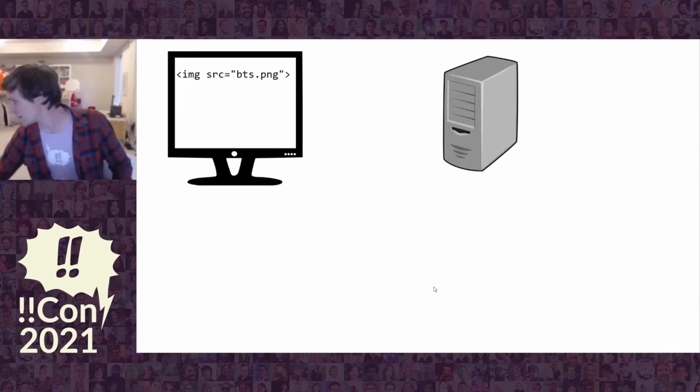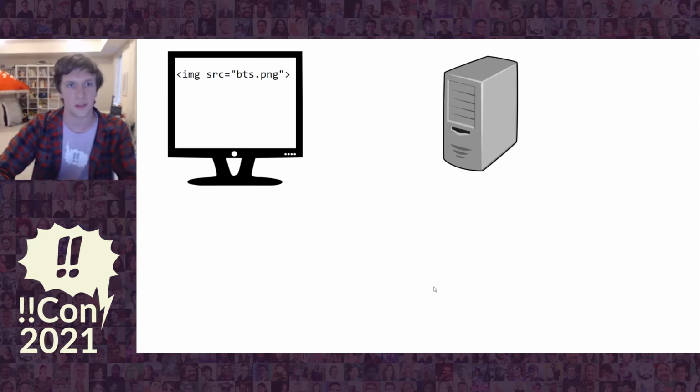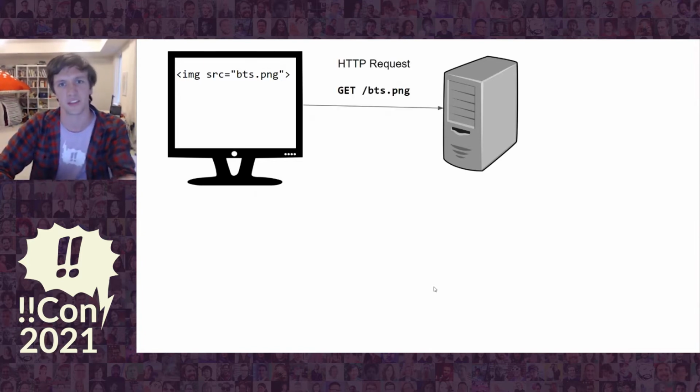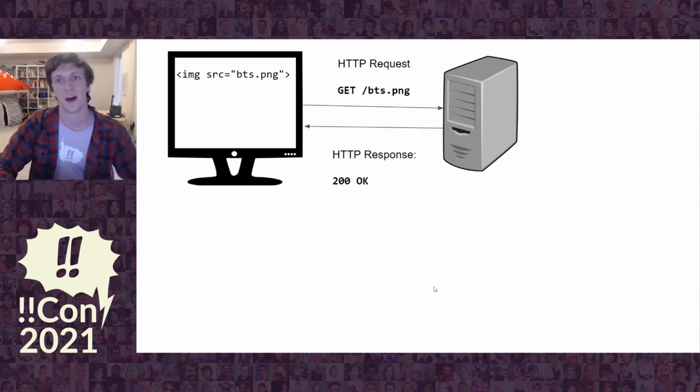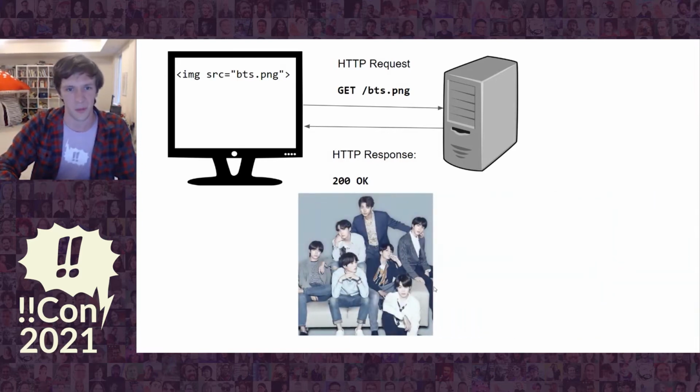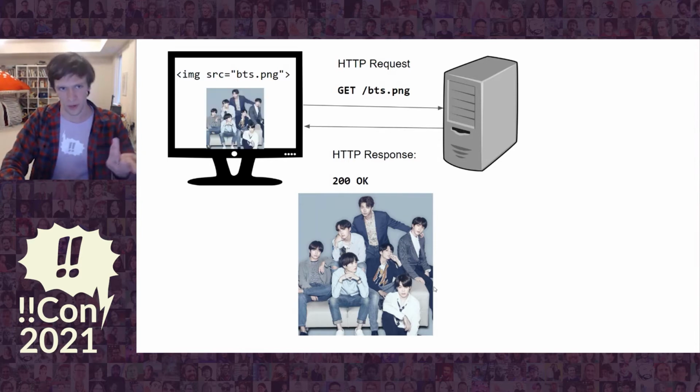So in the usual case, we have an image tag. It's going to send this request. So it's for bts.png. This sends a GET request. These are literally the characters that come down the wire. There's a bunch of other stuff too, but then the server responds and says, OK. And then it sends a picture of BTS. The final step is the browser gets this and renders it.